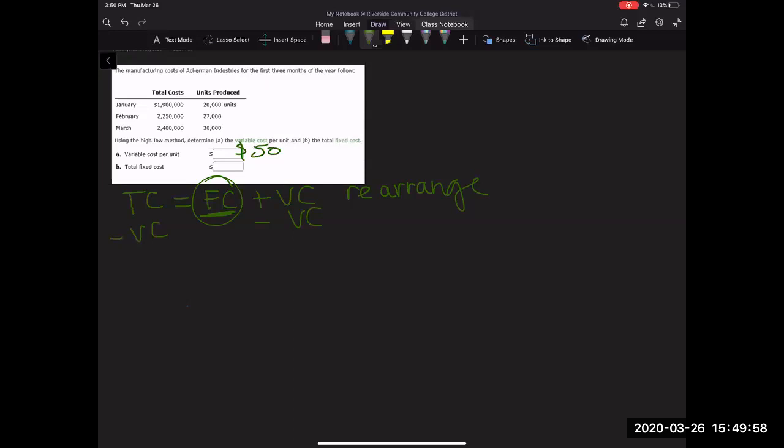Our new formula is going to be fixed cost equals our total cost minus variable cost. Okay. So now we're going to pick one of the highest or the lowest level of activity. For us, let's just go with the lowest level of activity, and that is January, right? So we're going to use that information to plug it in here.